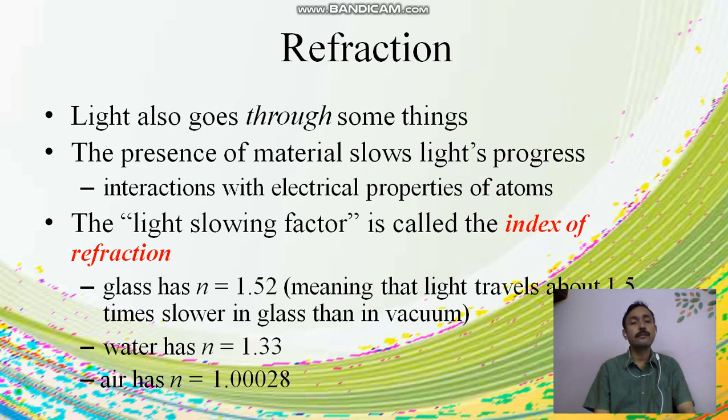Air has refractive index n equal to 1.0028. So it is not exactly 1, it is more than 1. In vacuum, the speed of light is maximum, 3 x 10^8 meters per second. But in air, the velocity of light is reduced. That's why the refractive index of air is not 1, it is more than 1, 1.0028.